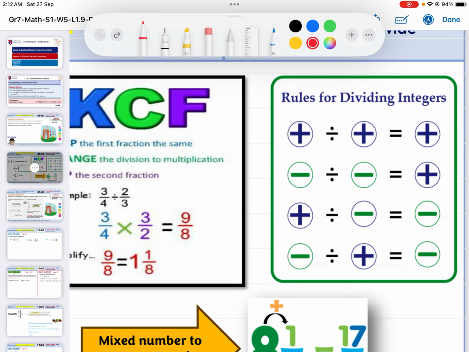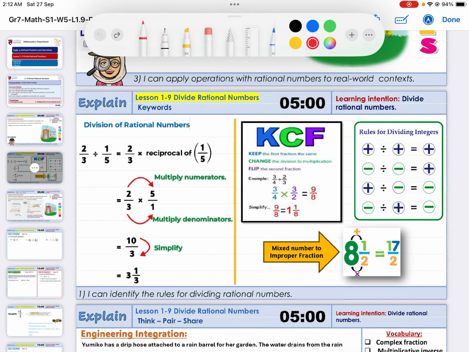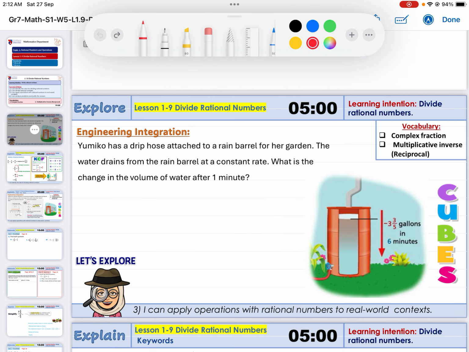Here are the rules for dividing rational numbers. A positive divided by a positive, that's a positive. Same sign, we are happy. Different signs, we are unhappy. Okay, so let's move on here.